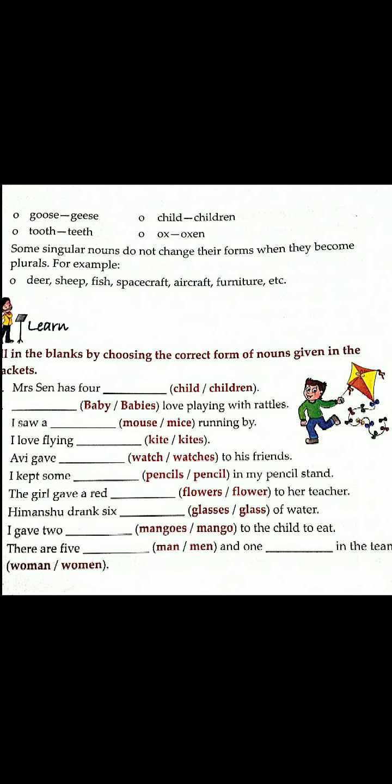Now here we can put baby. Baby love playing with rattles. Answer is baby. I saw a dash running by. Now here article a refers to a singular noun. So I saw a mouse running by.